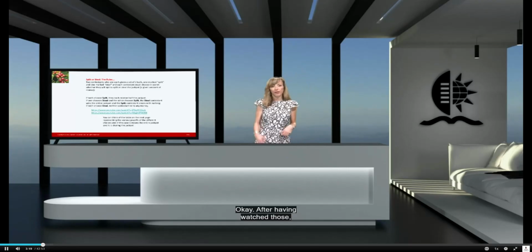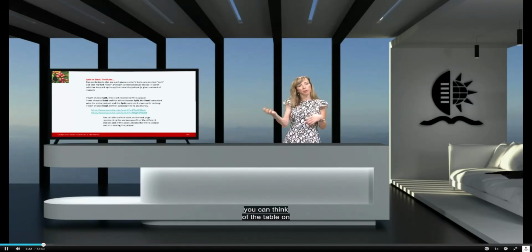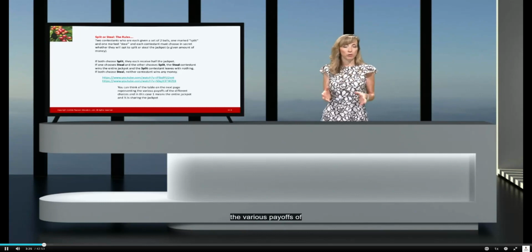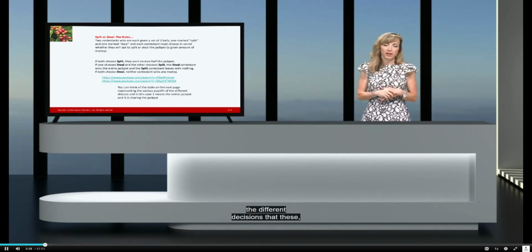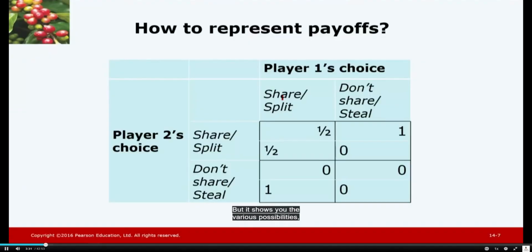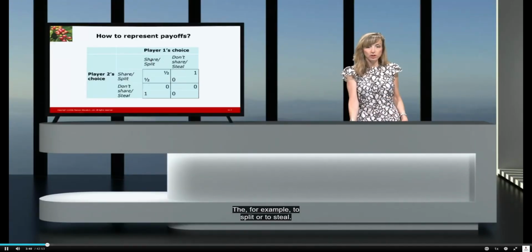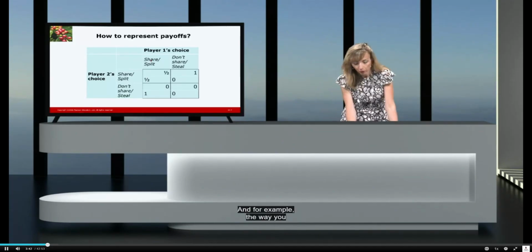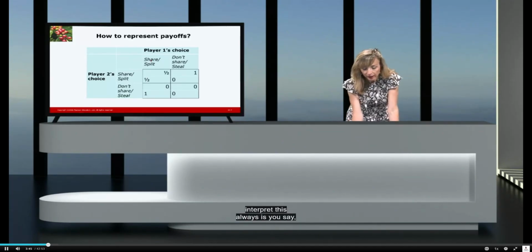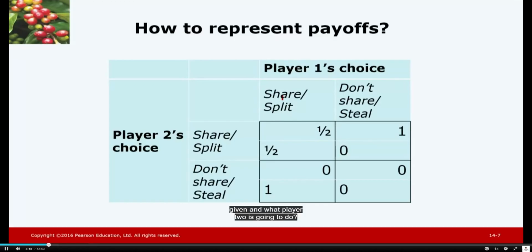Okay. After having watched those, you can think of the table on the next page as representing the various payoffs of the different decisions that these two rivals can make. It shows you the various possible actions that both players can take, for example, to split or to steal. The way you interpret this always is you say, given what player 2 is going to do, what is player 1's best response? So you start by reading across the top row. You say, what will player 1 do, given that player 2 chooses to split?